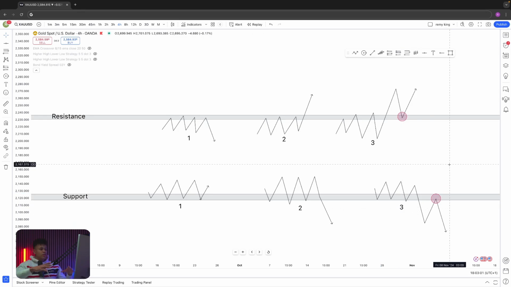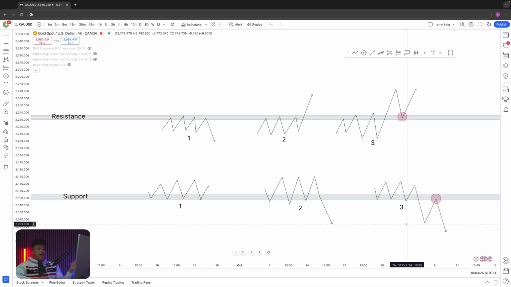So let's now put it all together for the support side again. First example, we are rejecting off of the support zone multiple times. We cannot break through that area. Price is rejecting and going up to the upside. Then second example, price shows multiple rejections off of the support area, breaks through and goes to the downside.